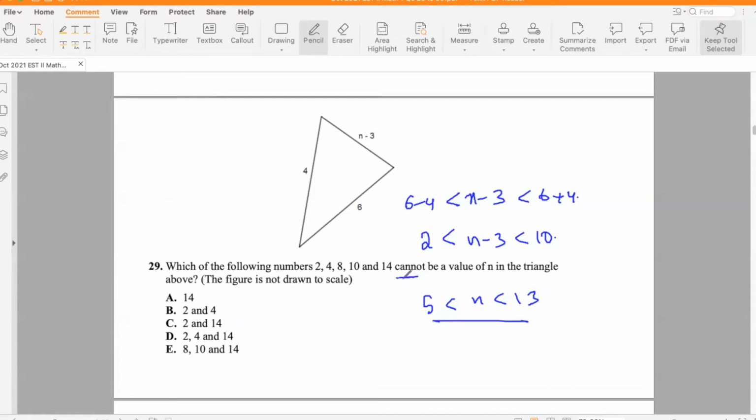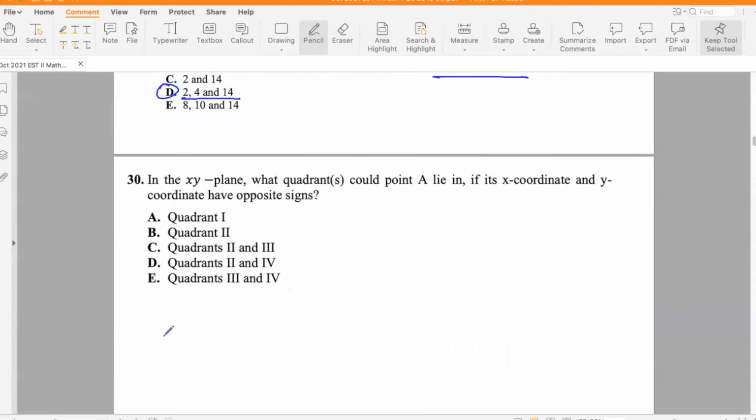So cannot be a value, right? So 2, 4 and 14 cannot be the values. 8 and 10 are fine. So it's D.